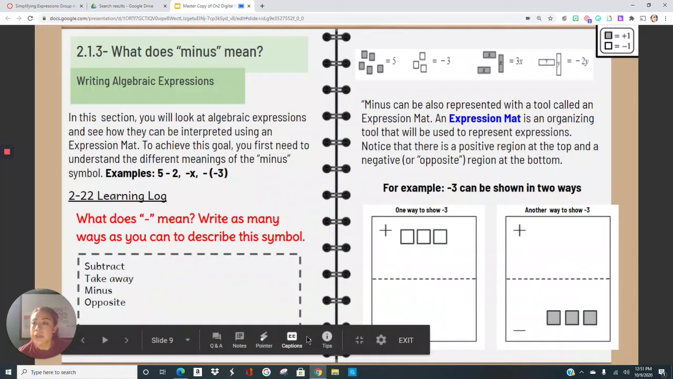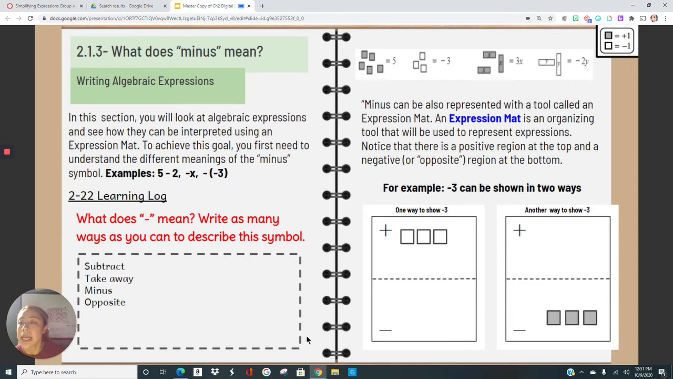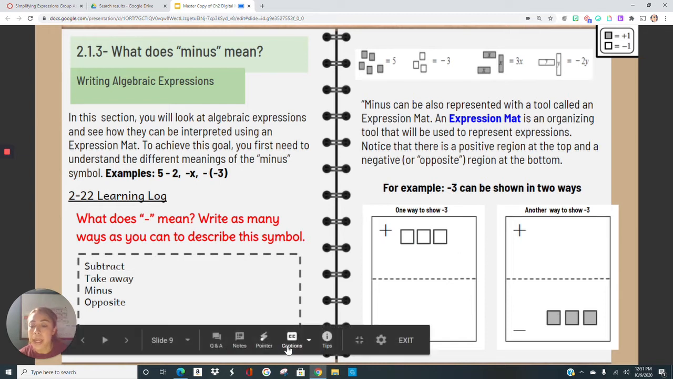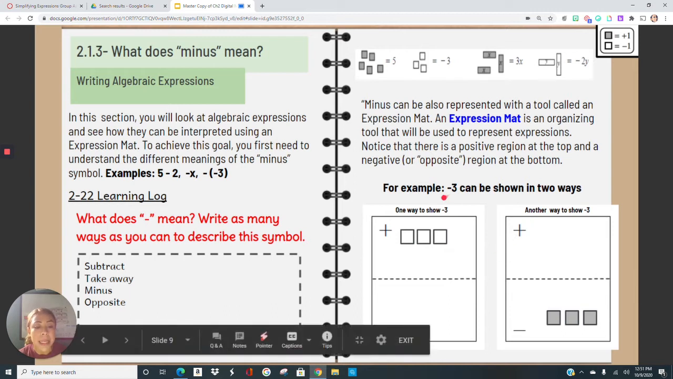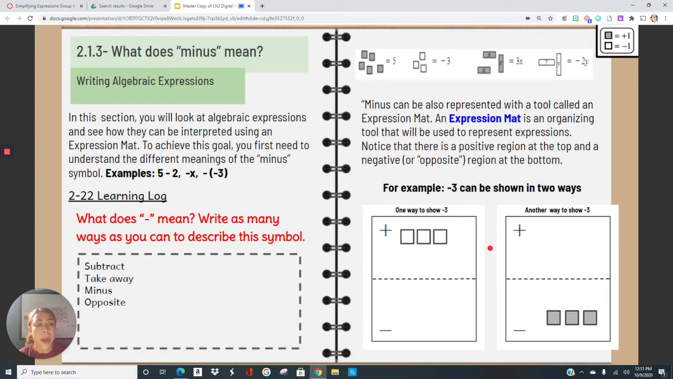All right, this lesson is for students that were absent. We're going to go over Chapter 2, Lesson 2.1.3, What Does Minus Mean? Writing Algebraic Expressions. In this section, we're taking a look at an organizational tool called an expression map. Today's purpose is to represent expressions using the expression map.